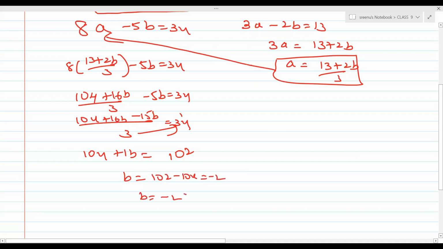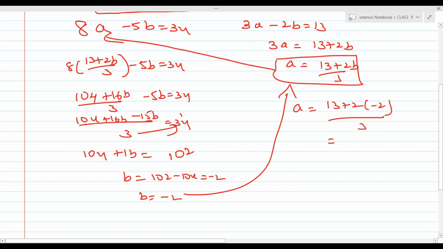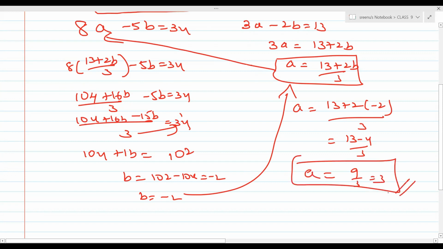The b value we got. Substitute the b value here. The a value will be (13 plus 2 into minus 2) by 3, which is (13 minus 4) by 3, 9 by 3, so you will get 3. So a value is 3, b value is minus 2. But a value is 1 by x. 1 by x is equal to 3, so x is equal to 1 by 3. And b value is 1 by y. 1 by y is equal to minus 2, so y is equal to minus 1 by 2. This method is called reducing into the linear equation form.